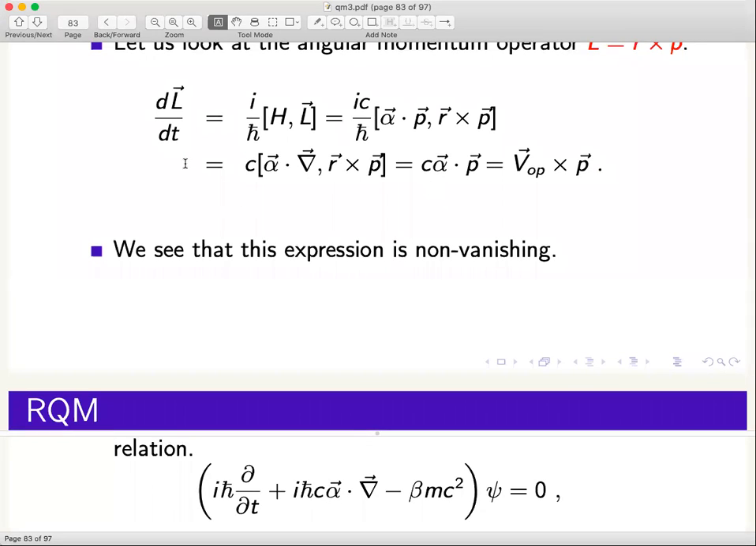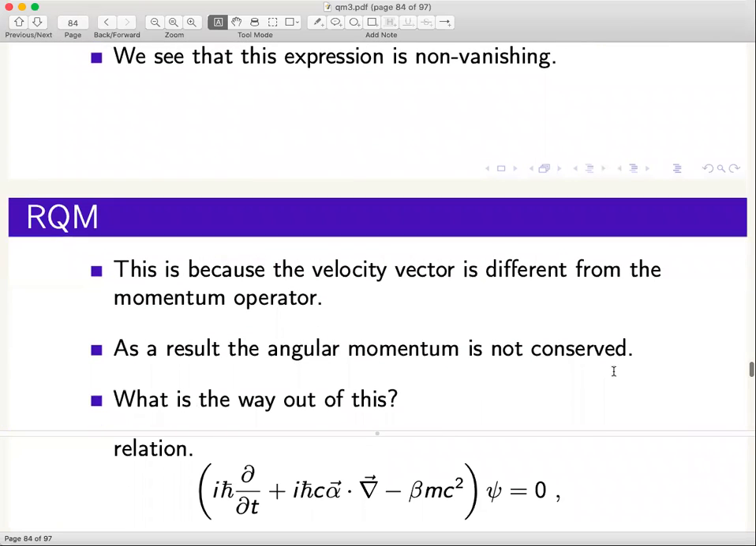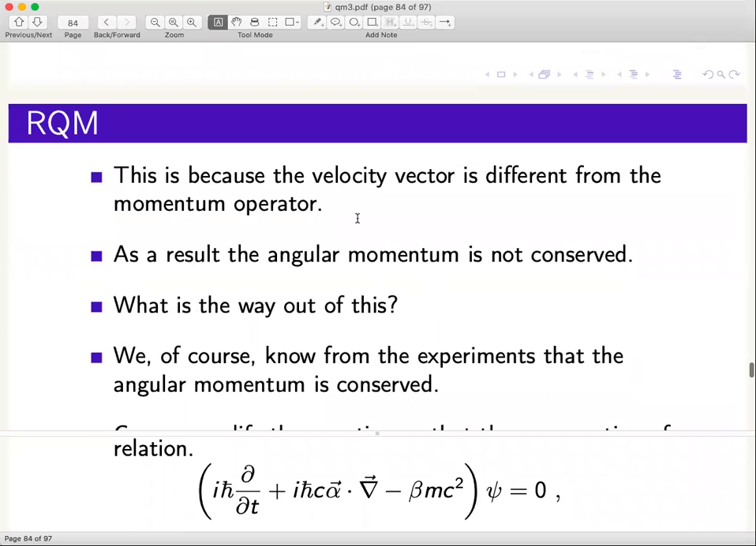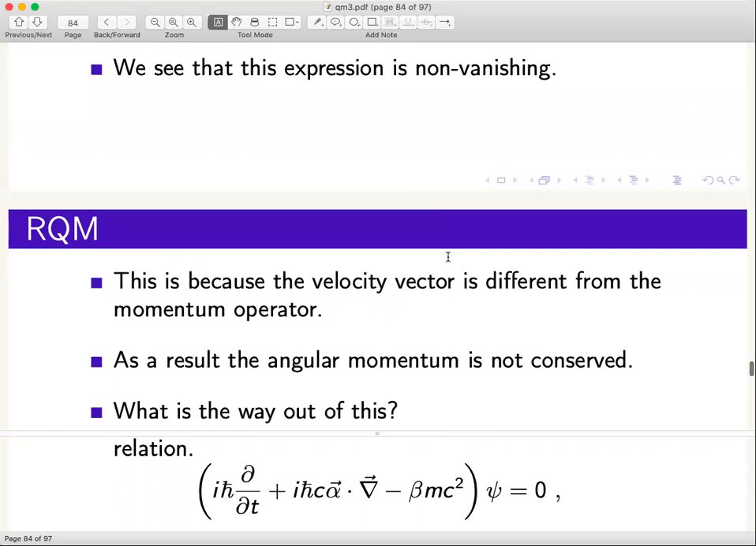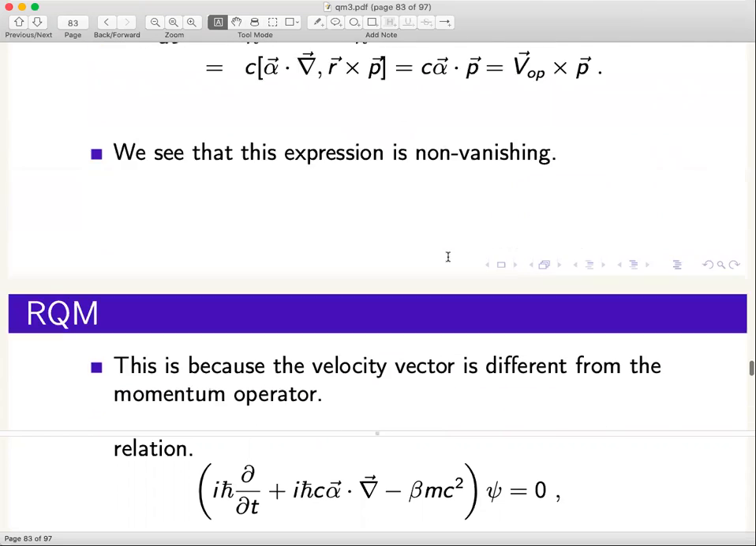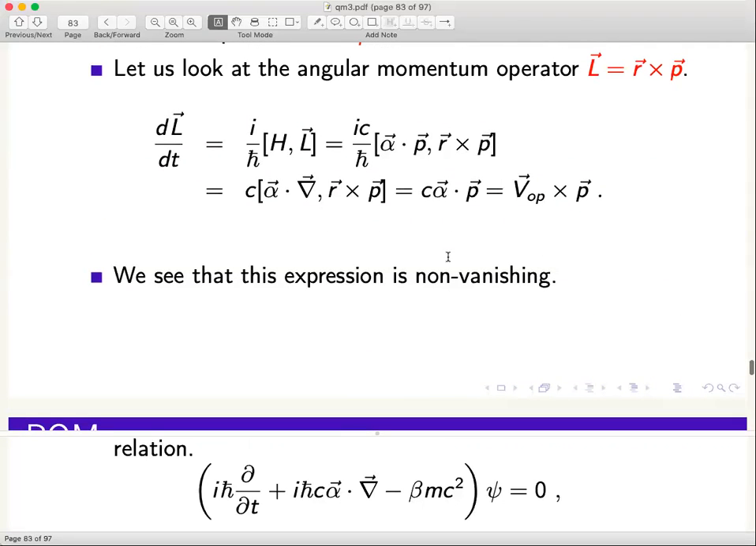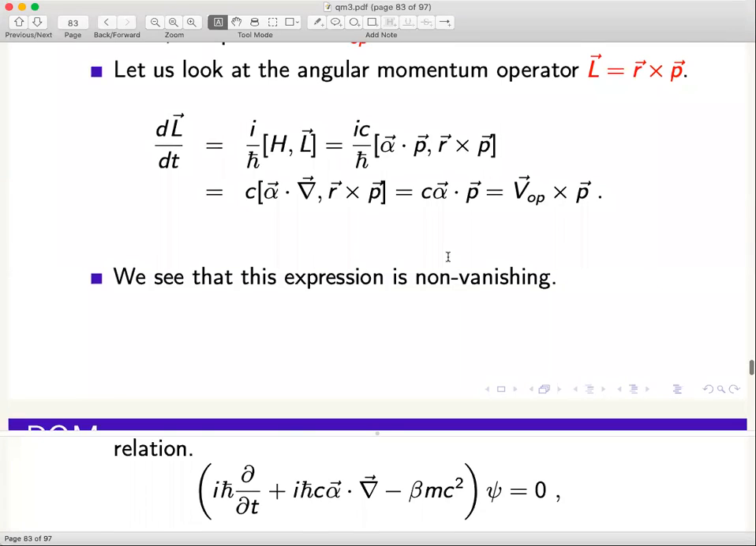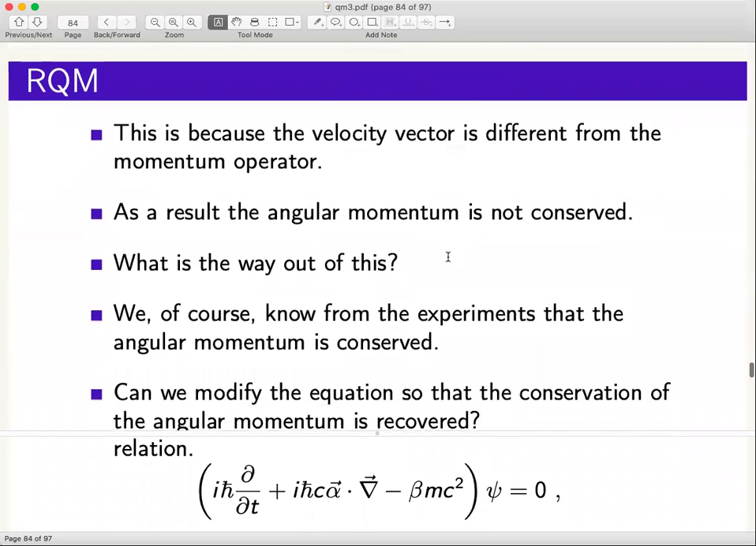So what we find is that the angular momentum in this particular case is not conserved. It's the same interpretation that I was just giving, that the velocity vector is different from the angular momentum vector. So the question is, what is the way out of this? We know that angular momentum is conserved, and in the Dirac formalism, it looks like the angular momentum is not conserved. We of course know experimentally that angular momentum is conserved.